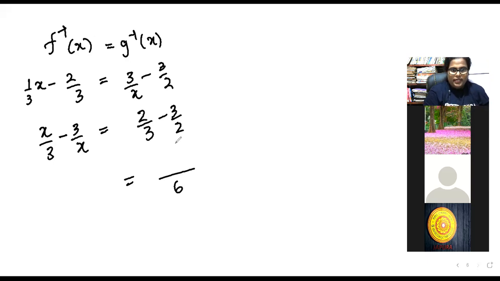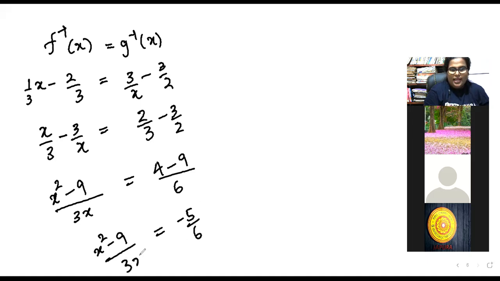simplify this one by taking a common denominator. So it can be simplified as 4 minus 9, right? In this one, the common denominator is 3x. So you can simplify this one as x squared minus 9. So we can simplify this as minus 5 over 6 equals x squared minus 9 over 3x.